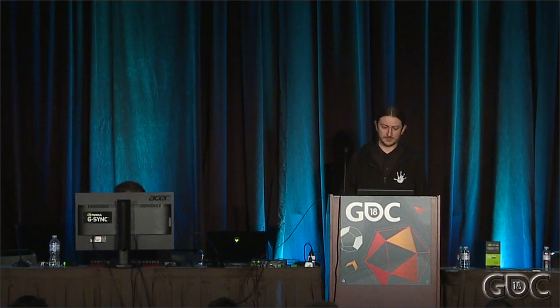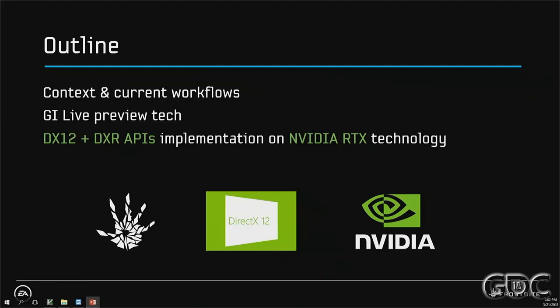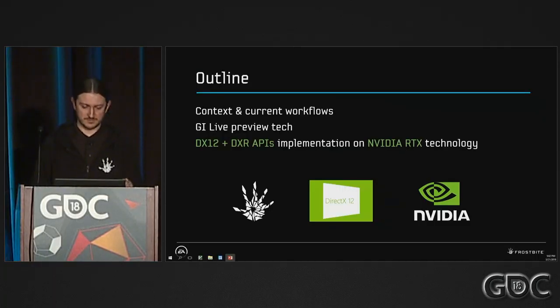And I'm here to talk about real-time raytracing for interactive global illumination workflows in Frostbite. In this talk, first I will talk a bit about the context and the current workflows we have. And then I will describe how we implemented the GI live preview technology in Frostbite using DirectX 12, DXR, APIs, and first on NVIDIA RTX technology.